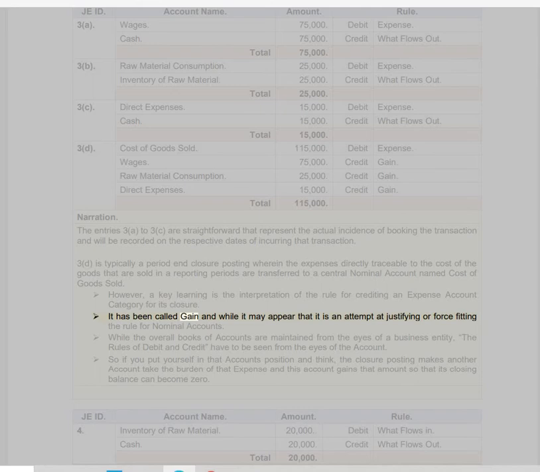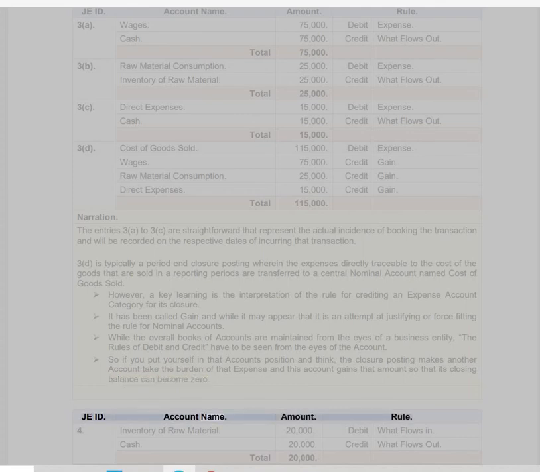It has been called gain, and while it may appear that it is an attempt at justifying or force-fitting the rule for nominal accounts, while the overall books of accounts are maintained from the eyes of a business entity, the rules of debit and credit have to be seen from the eyes of the account. So if you put yourself in that account's position and think, the closure posting makes another account take the burden of that expense, and this account gains that amount so that its closing balance can become zero.